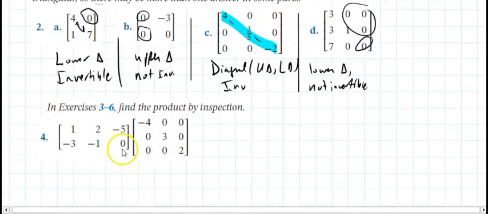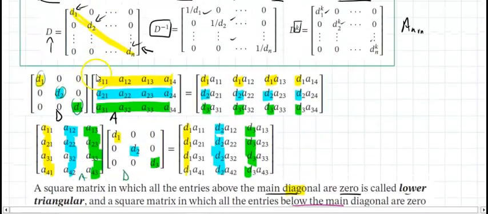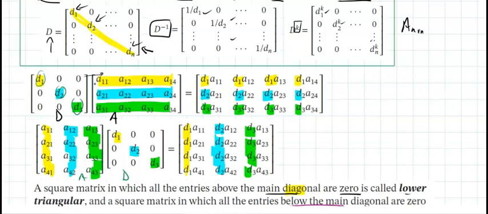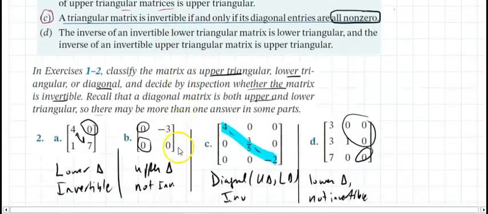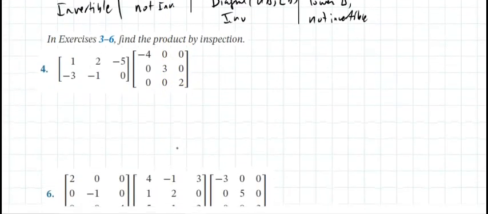Now, remember, multiplying on the left, you multiply the rows. Multiply on the right, you multiply the columns. Okay, so recall that. Let's practice that a bit. If I look at this, I notice that this is a diagonal matrix. You're multiplying on the right.